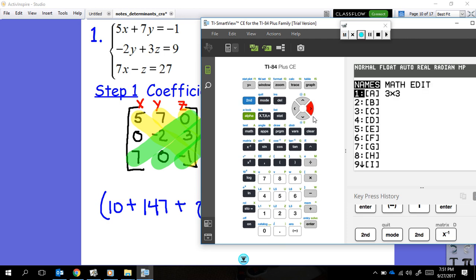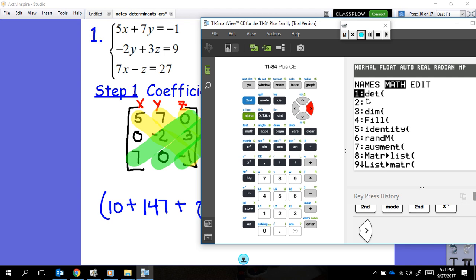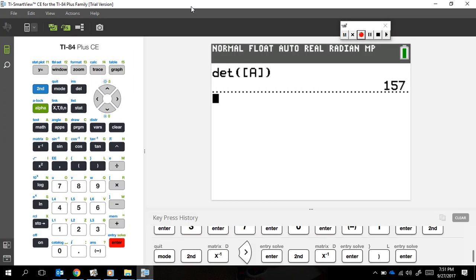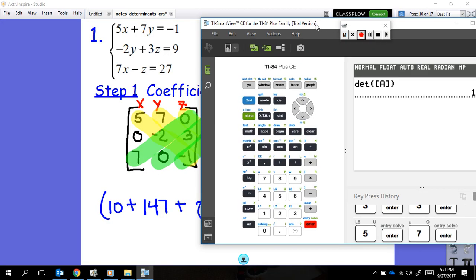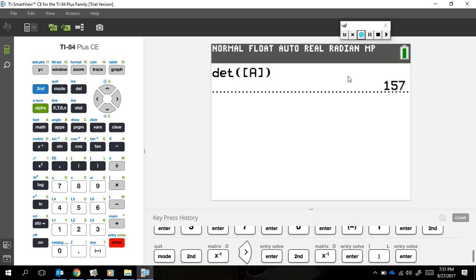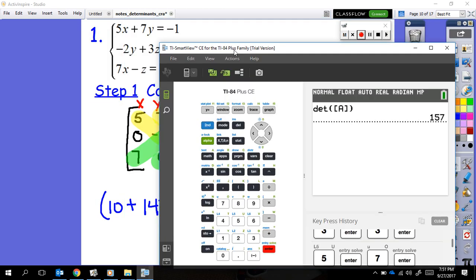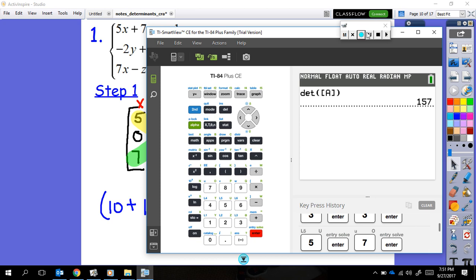Now we're going to go over to math, and we're going to check our determinant. So determinant, enter, and then we're going to go back to matrix, and select matrix A, where we have a 3 by 3, close your parentheses, hit enter. We got 157. Oops, I didn't mean to make that huge. 157. So that's what we got. A good way to check. Now I'm going to let you use your matrix to figure out the rest of the variables.